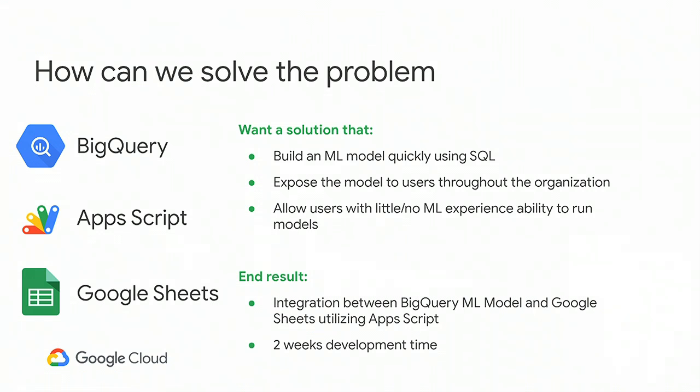And again, by doing this, it's allowed users with little to no ML experience to really utilize the power of machine learning to run these different what-if scenarios. So the end result, before jumping into the demo here: we created a BQML model. We integrated that into Google Sheets, and that integration was possible through Apps Script. One last note here is 2 weeks of development time. Because we're using both GCP and G Suite, the integration between these two was fairly simple, and a pretty quick development time to get to a good minimum viable product.